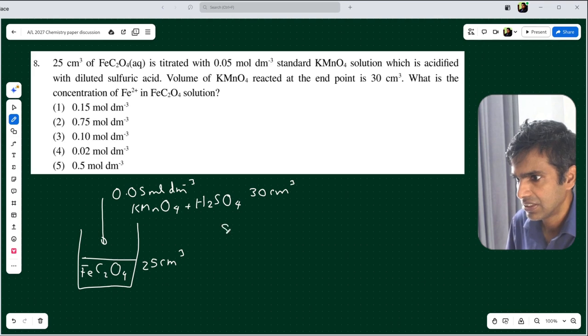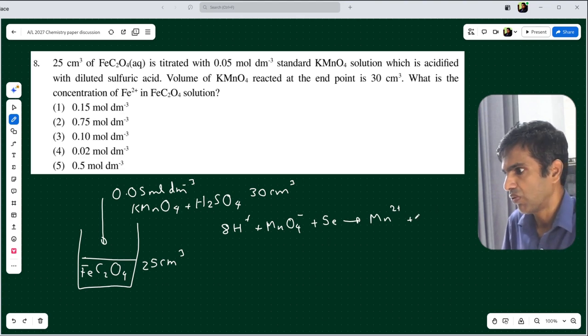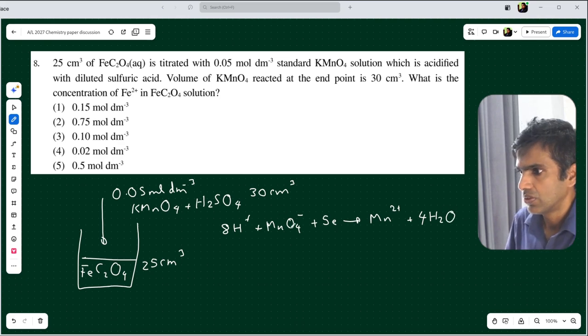So it is 8 hydrogen ions, 1 permanganate ion, 5 electrons, 1 manganese ion, 4 water molecules. You can balance this equation using the rules, but if you remember the equation, then it is very easy to get the final answer. Then what about ferrous oxalate?